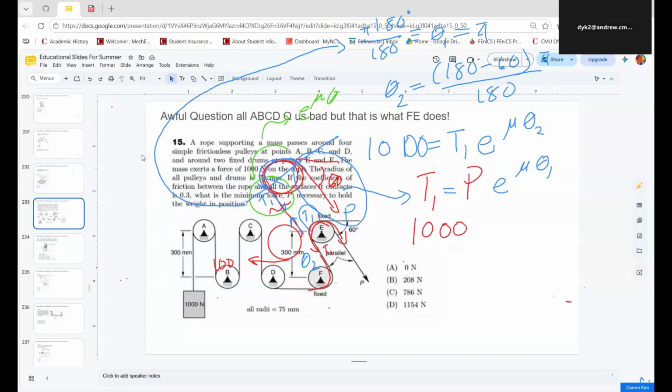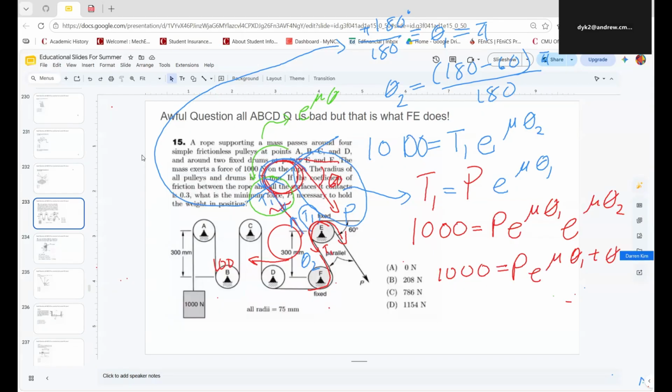It says 1,000 equals P e^(mu theta 1) e^(mu theta 2) again. And if I remember correctly, that's 1,000 equals P e^(mu (theta 1 plus theta 2)), like this. And then if you want to get P, P equals 1,000 divided by e^(mu (theta 1 plus theta 2)), and you just plug it into the calculator.